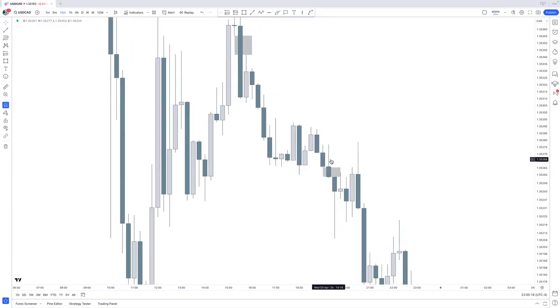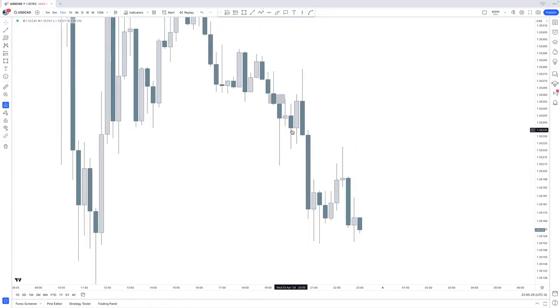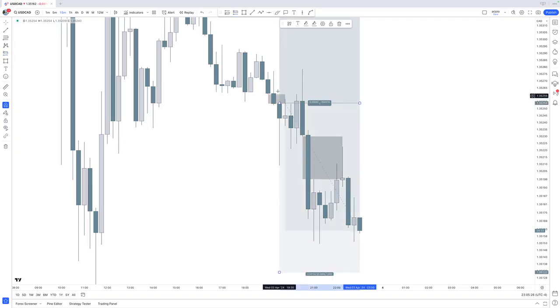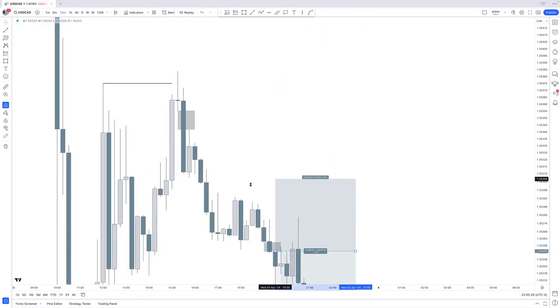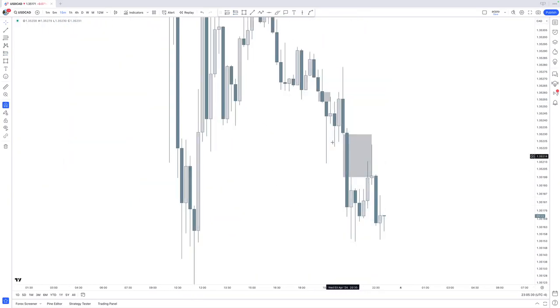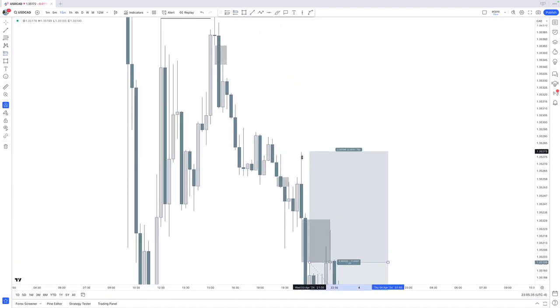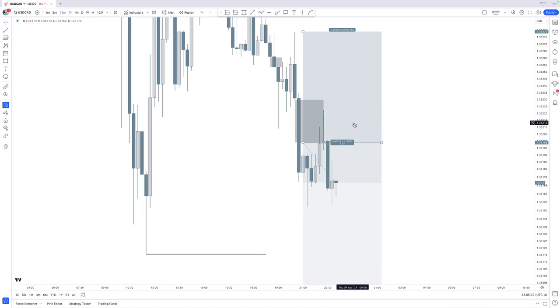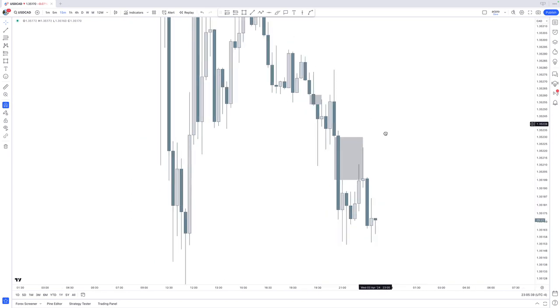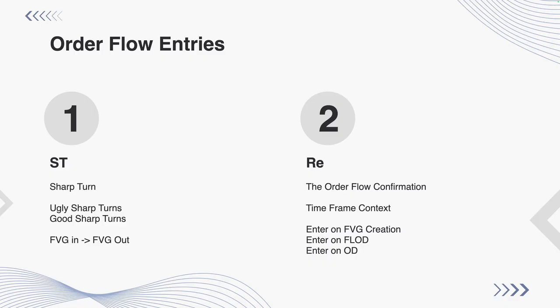So this in itself is already a good entry, and every RE afterwards can be followed through as well, and can still be a new entry. So this in itself can be an entry right there, and this right now can also be an entry. But if you are looking to take multiple entries, again, make sure the first entry is definitely break even as well. Now, this right here is basic order flow entries.